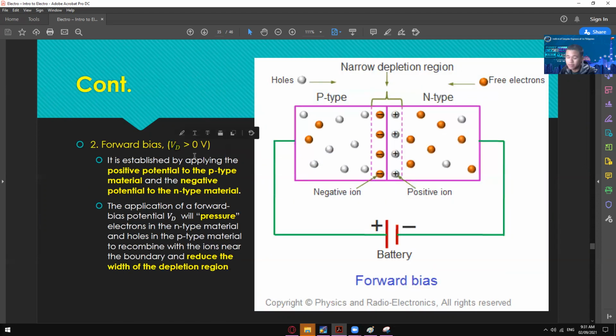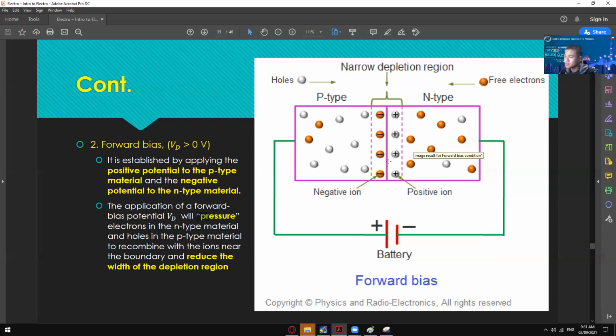So our voltage now is above 0. So it could be 1 volt, 2 volts, 3 volts, 5 volts. Okay. So if we are going to apply this kind of setup, positive to P type, and then negative to N type, this is the correct representation of forward bias. So if this is the kind of setup that you have, then it's like you're pressuring the P type and then N type to meet with each other.